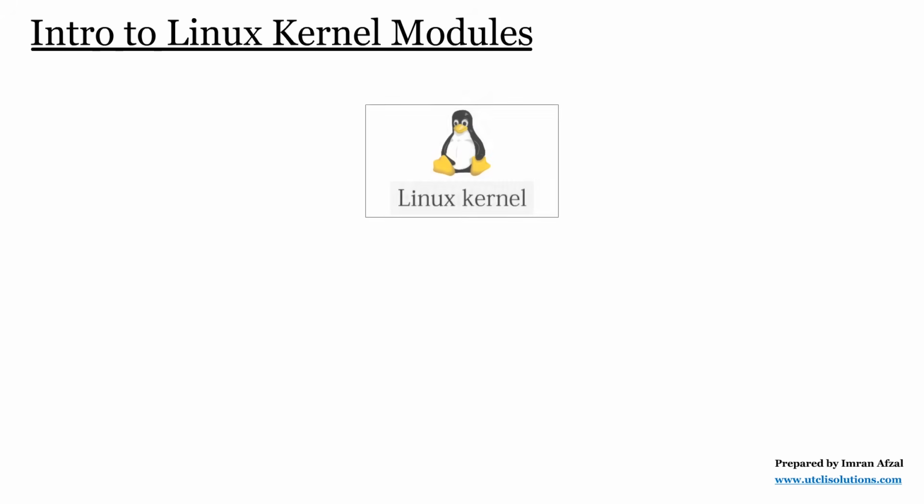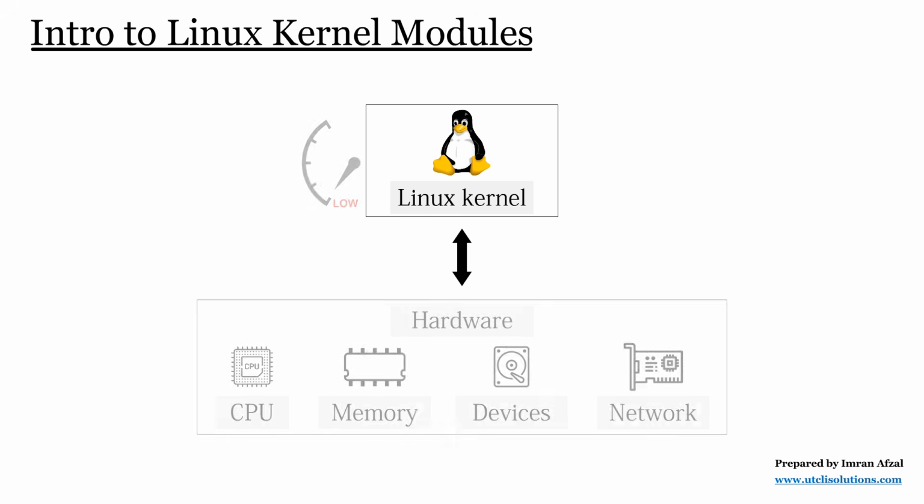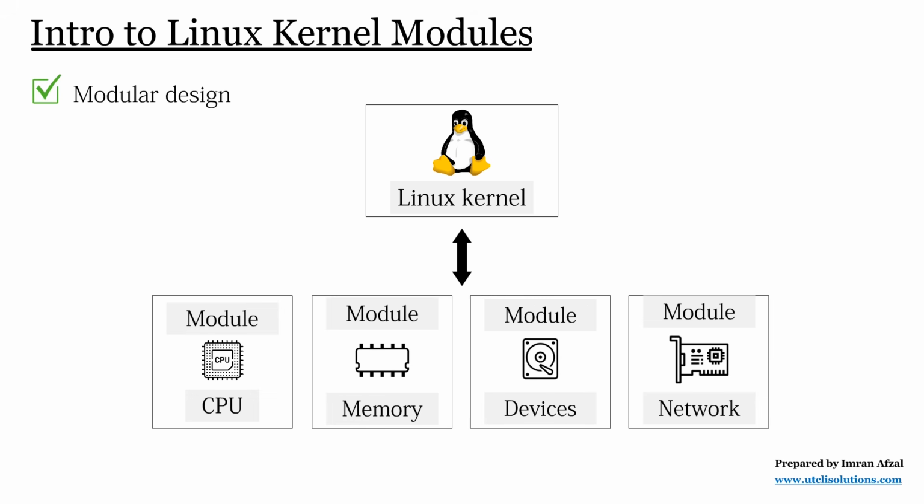If the kernel tries to handle all hardware devices and all features by itself, it becomes too large, and then it becomes hard to manage and work with. This would slow down the system and make updates complicated. To avoid this problem, Linux uses a modular design. This design allows the kernel to stay small while still being able to extend its functionality when required. This is where kernel modules come into play.